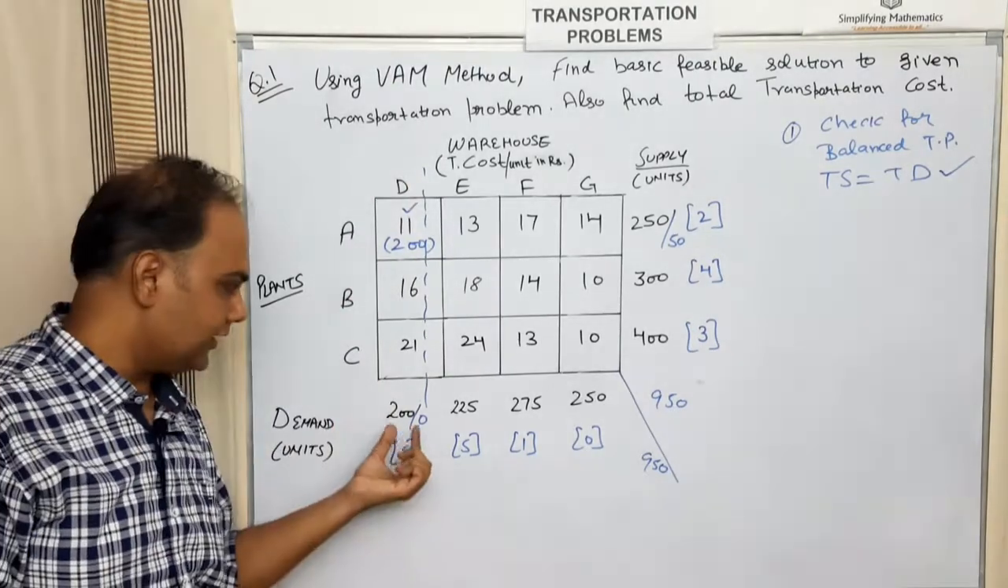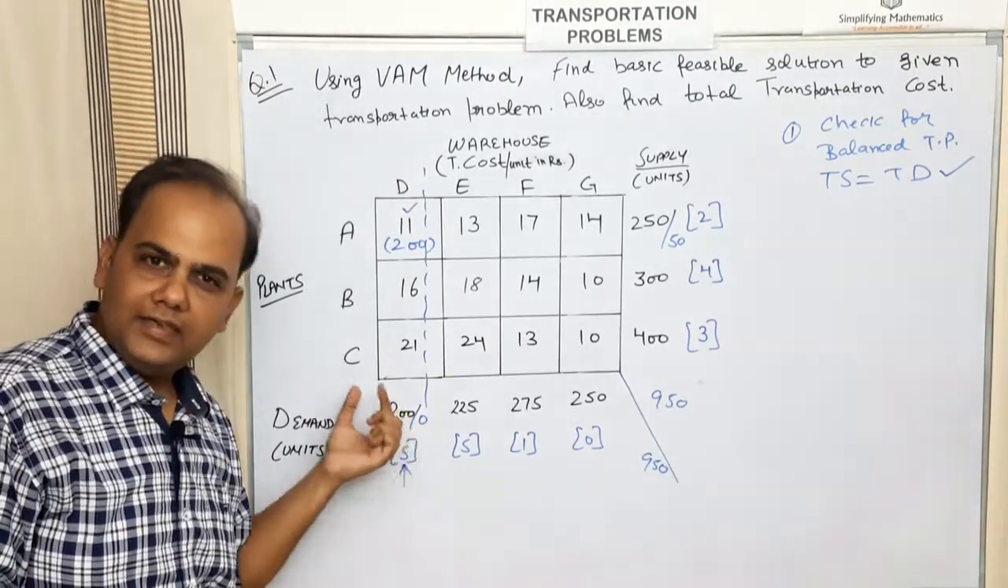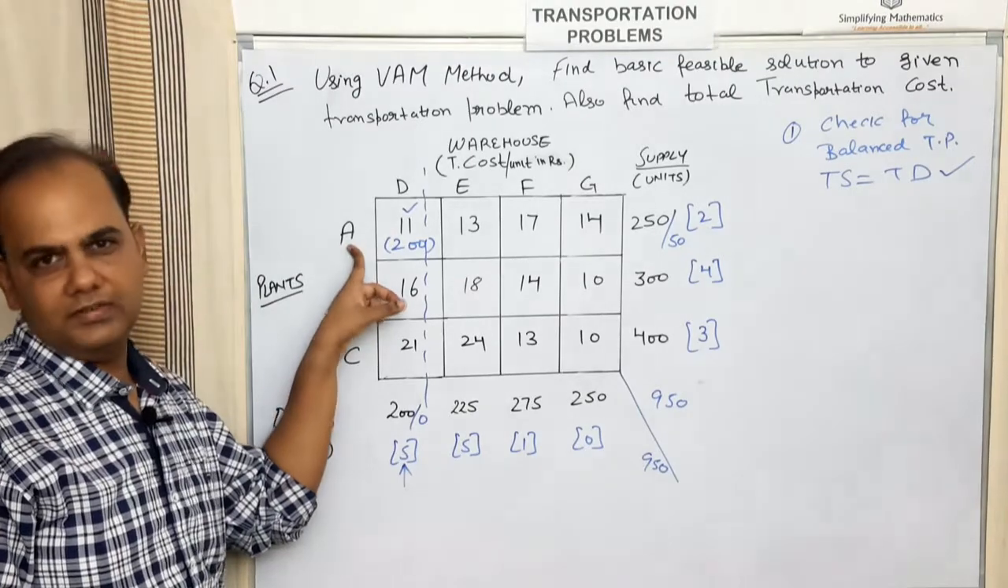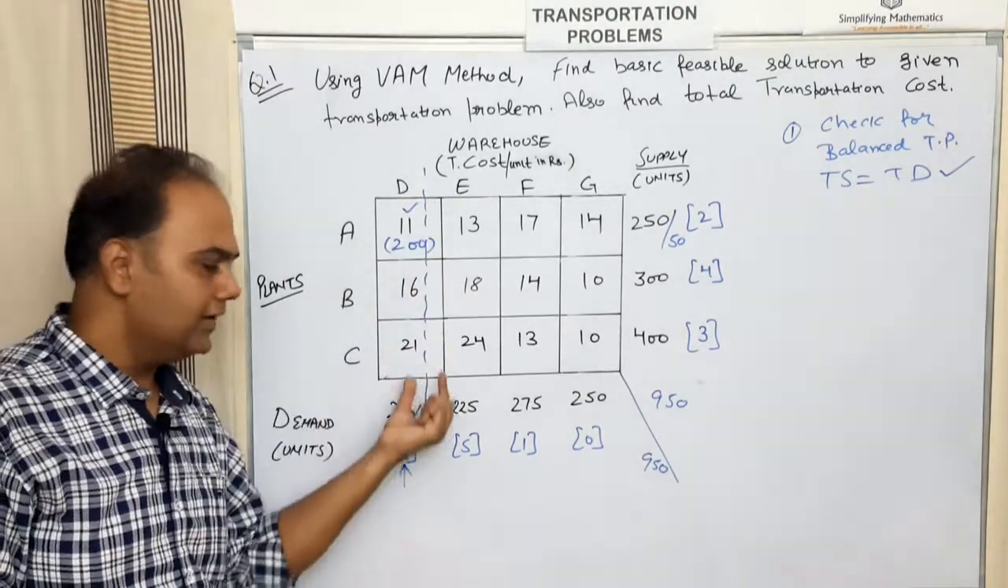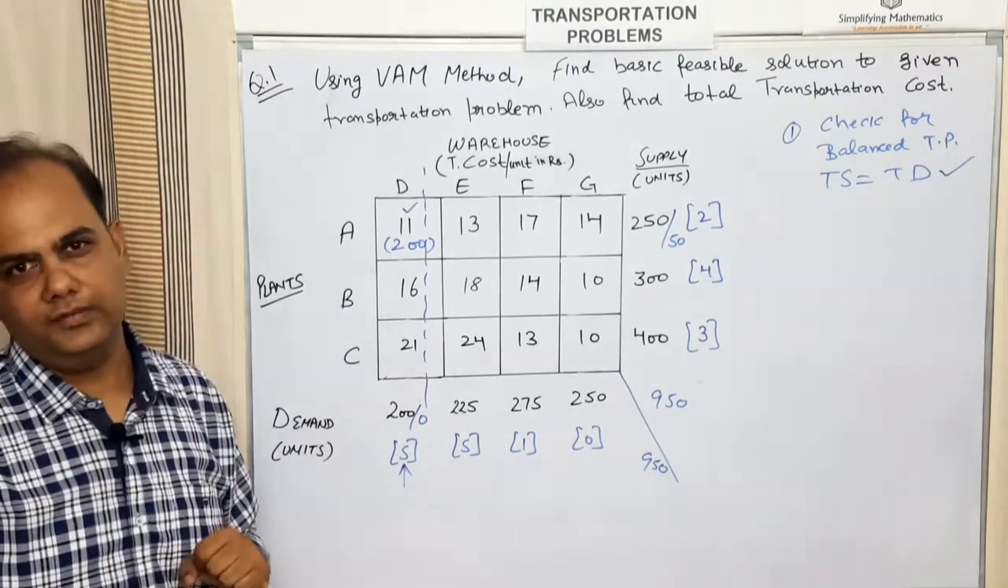The warehouse's demand is how much? 200. That has been satisfied from this plant. So it cannot get any more units. That's why we have cancelled this particular column.